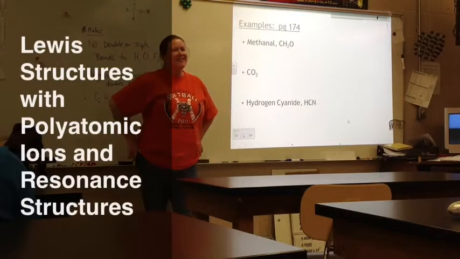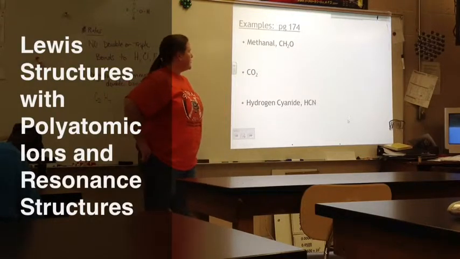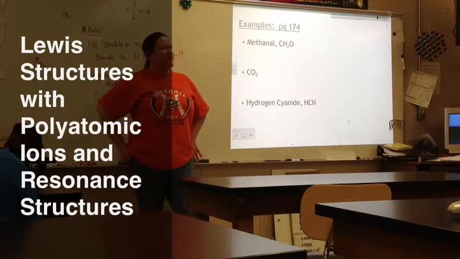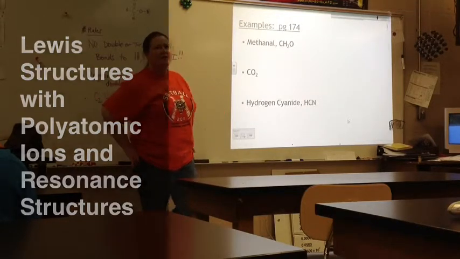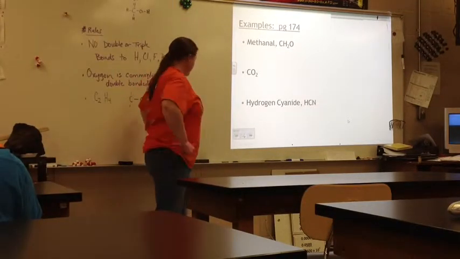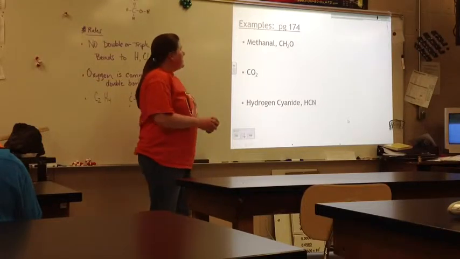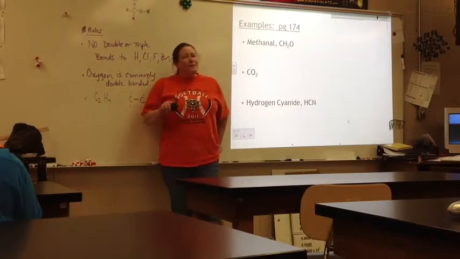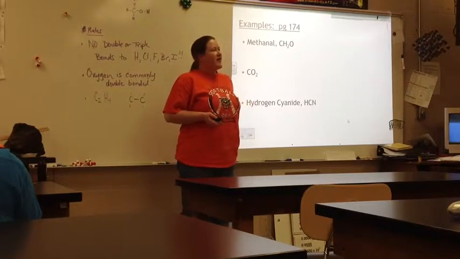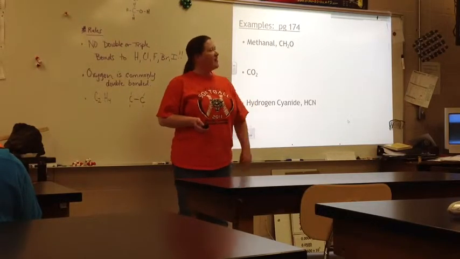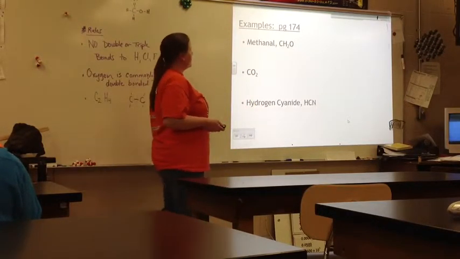Yesterday we learned how to draw Lewis structures, and some of those Lewis structures had all single covalent bonds, but some of them had double covalent bonds. And today we're going to do a little bit more of that, but with a twist. We're going to add polyatomic ions in and also talk about resonance structures.